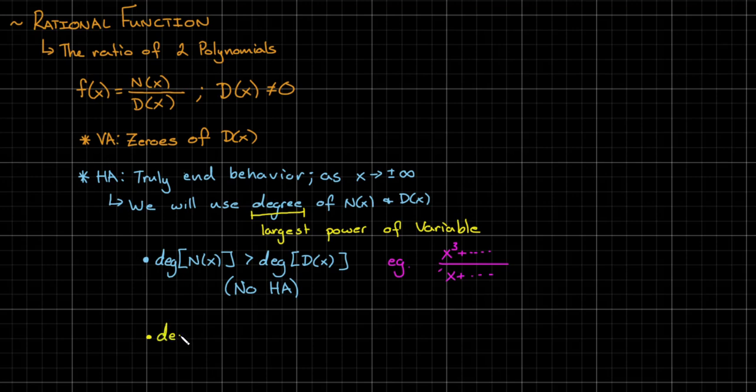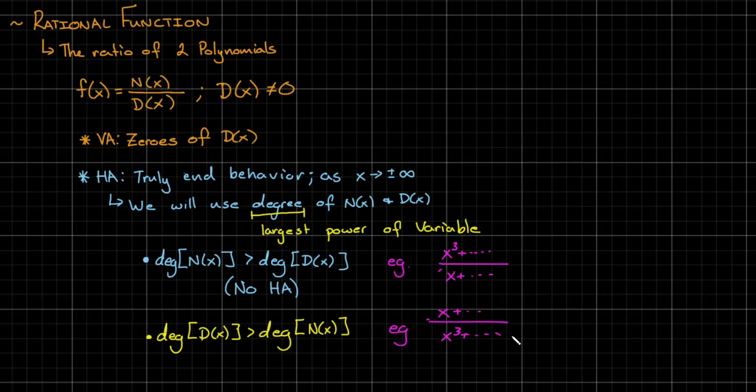If it so happens that the degree of the denominator is greater than the degree of the numerator, and we'll just swap this around here. Let's say in our nice example, it's just x plus who cares what's up here over x cubed. What gets bigger faster, the numerator or the denominator? Denominator.